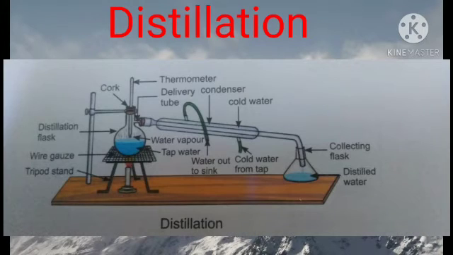Now next is distillation. We can understand this with the help of this diagram. You can see that we have taken a beaker filled with water and started heating it. This beaker is connected with a condenser and the condenser is connected with a tube and then it is connected last with a flask.